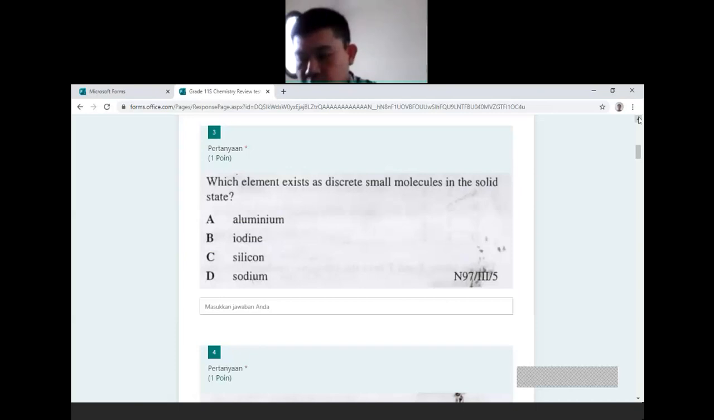silicon is considered to be a metalloid. It is a semiconductor. Aluminium conducts electricity very well because it has three free electrons, while sodium has only one free electron. And then iodine is the discrete small molecules. Discrete means separate from the others.